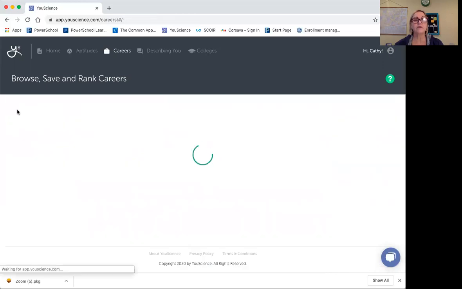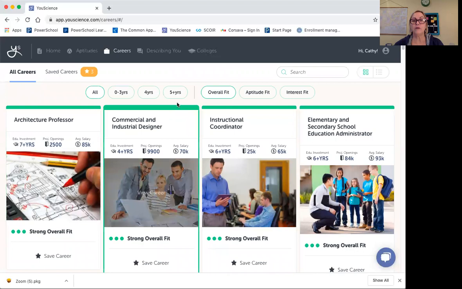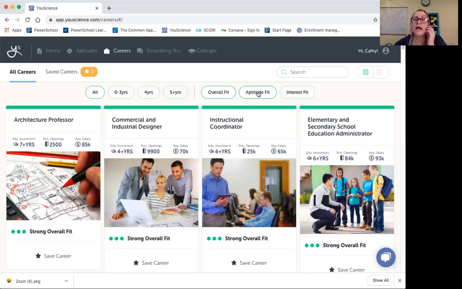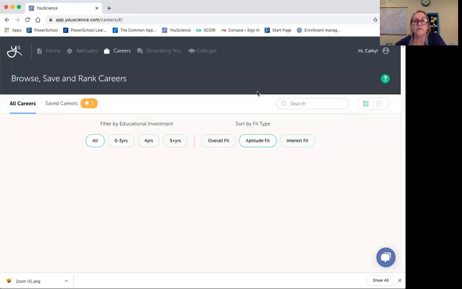So I'm going to go back to the career page real quick and show you something you might enjoy. So this is my overall fit. As we've talked about, this is both your strengths and your passions. If we wanted to separate it out by just strengths or just passions, we could do that as well. So the aptitude fit is just my strengths, what I'm supposedly good at based on the brain games we did.